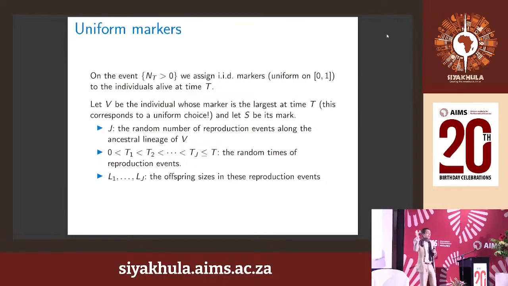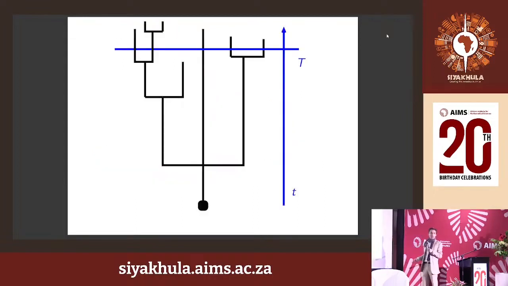Yeah, just having a die with 3 faces. Okay, there is none here in the room, and tossing. And let's call this individual with the largest number V, and S be its mark. And J, capital J, when we look back, its ancestral lineage will be the number of reproduction events we see at times T_1 till T_J, and they have sizes L_1 till L_J. Okay, even more notation, let's make a picture, right?